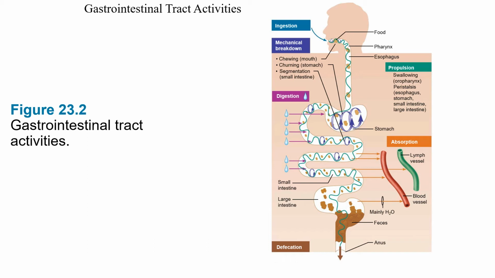Mechanical digestion will occur in the stomach as the stomach moves the food around. Chemical digestion will take place in the stomach and in the small intestines. Then the nutrients will be absorbed into the capillary systems of the hepatic portal system, and fat will be absorbed into the lymph vessels.